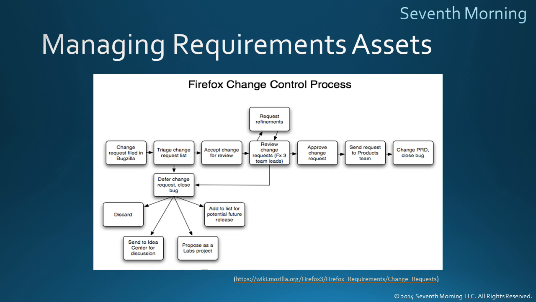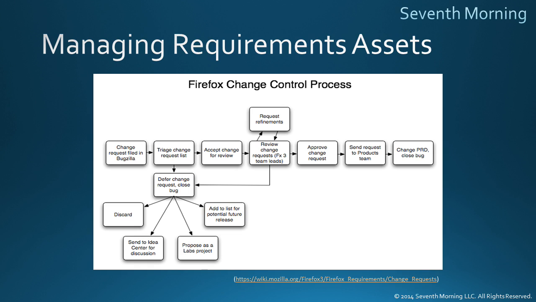Then the changes are approved. Then the requests are sent to the products team, and then the PRD, that's the product requirements document, is updated, and the change request is closed. Let's come back to that branch and take a look at what happens to change requests that are not accepted.